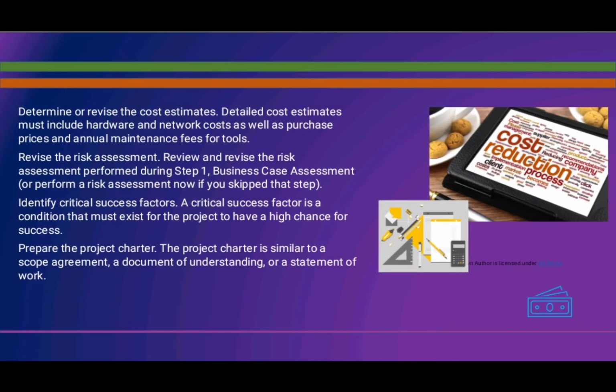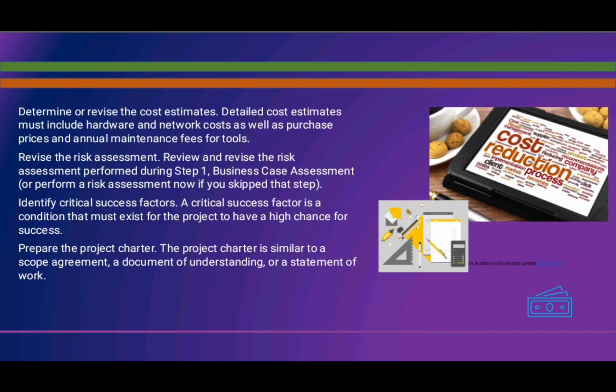Determine or revise the cost estimates. Detailed cost estimates must include hardware and network costs as well as per case prices and annual maintenance fees for tools. Revise the risk assessment. Review and revise the risk assessment performed during Step 1, Business Case Assessment, or perform a risk assessment now if you skip that step. Identify critical success factors.